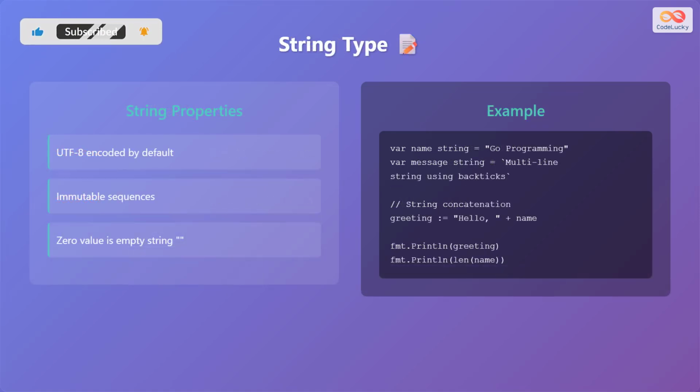Now let's take a look at the string type in Go. Strings in Go are UTF-8 encoded by default, are immutable sequences, and their zero value is an empty string. Here is some example code. First, a variable name of type string is assigned the value "Go programming". Next, a variable message of type string is assigned a multi-line string using backticks. After this, a greeting is formed by concatenating "hello" and name. Finally, both the greeting and the length of the name are printed to the console.